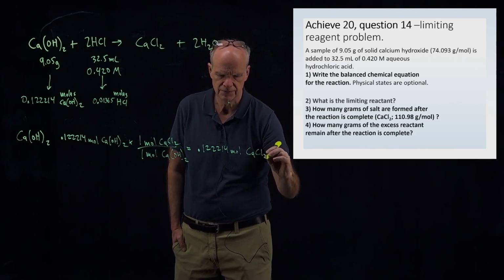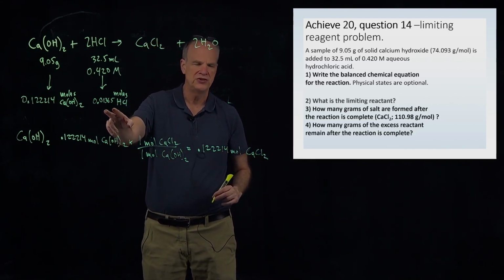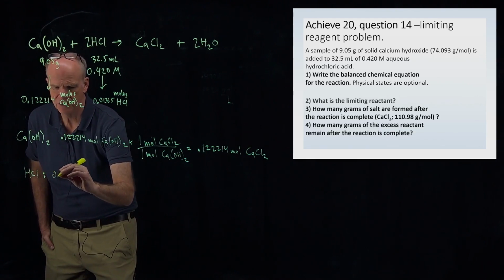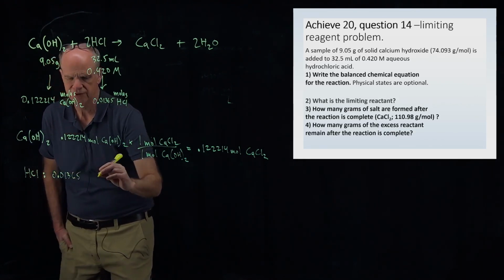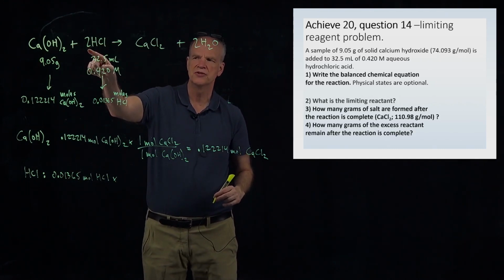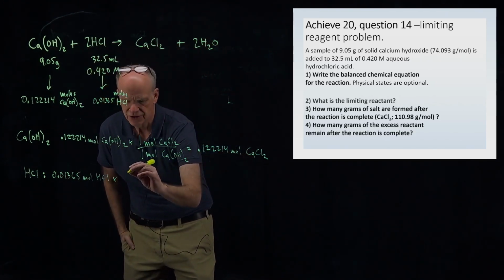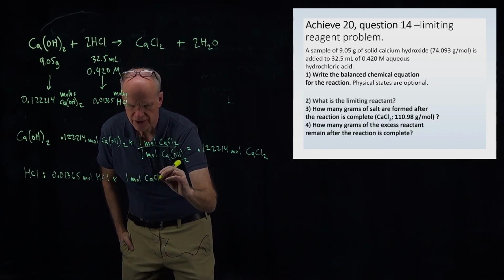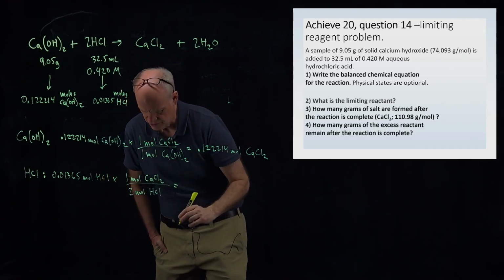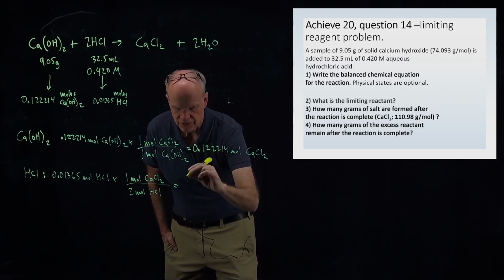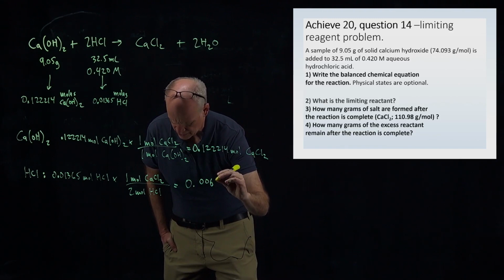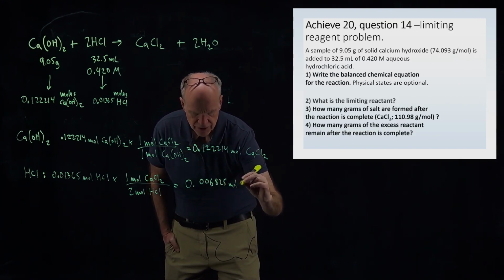Okay, so now we're going to take the moles of HCl and figure out how many moles of calcium chloride we get. So now this is for HCl, and we have 0.01365 mole HCl. And then you note that for every 2 moles of HCl that react, we get 1 mole of calcium chloride. So it's 1 mole calcium chloride over 2 mole HCl. And so when you do the math, I got 0.006825 mole of calcium chloride.